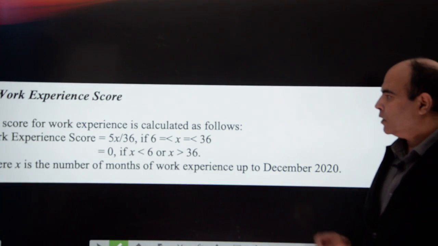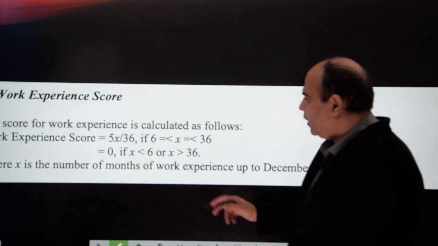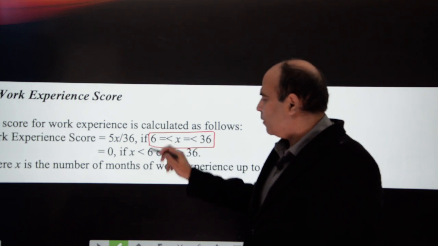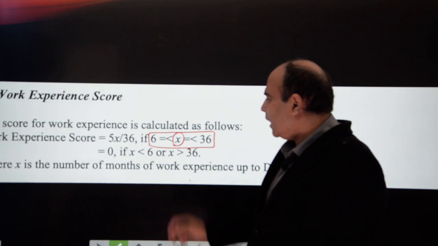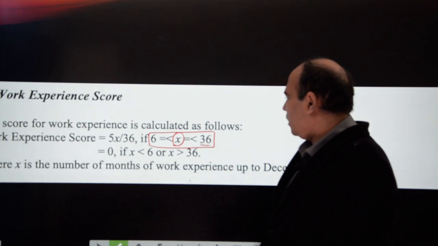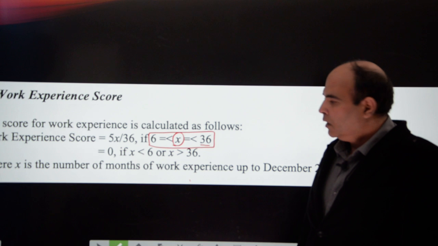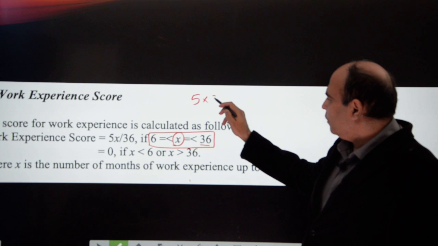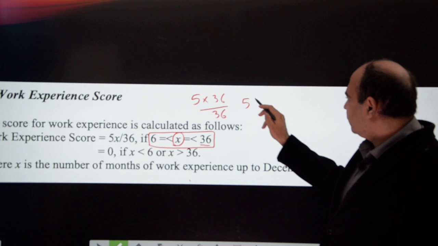And the last thing that they've introduced is the work experience score. So what is work experience score? Work experience score is basically 5x by 36. If your work experience is between 6 to 36 months, 6, 7, 8, 9, 10, whatever it is, they take the value of x as that, and 5x by 36. That means if the value of x is 36, you will get a work experience score of 5 into 36 upon 36. You will get 5 points.